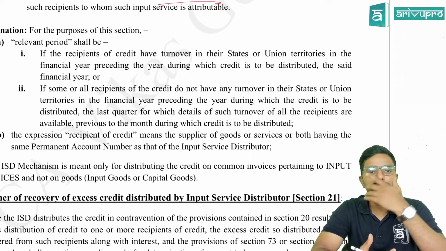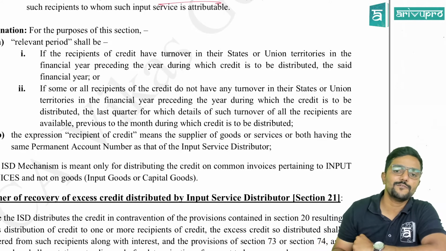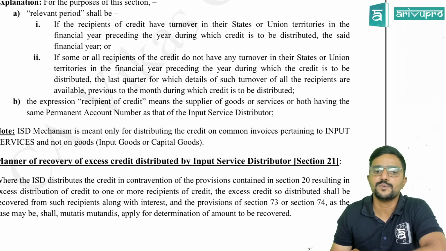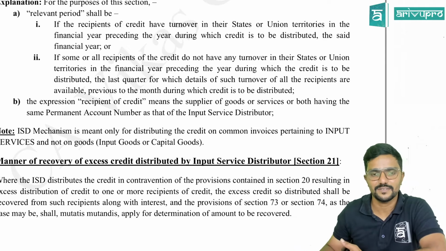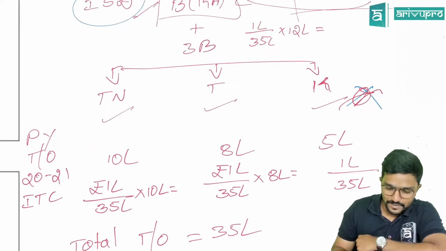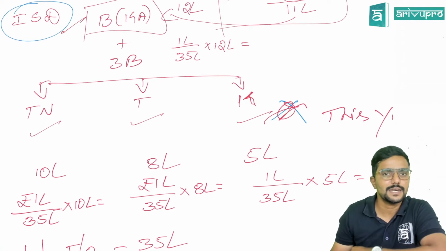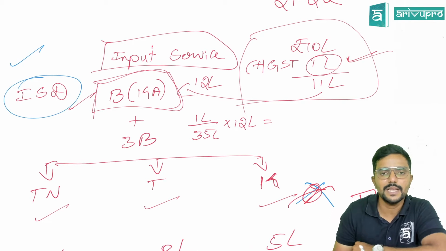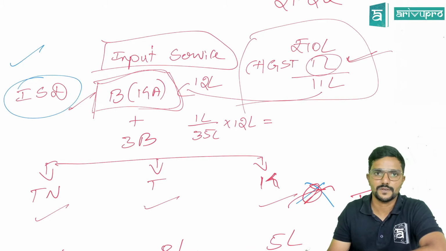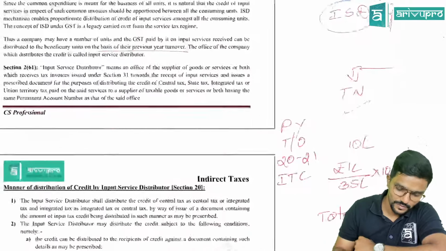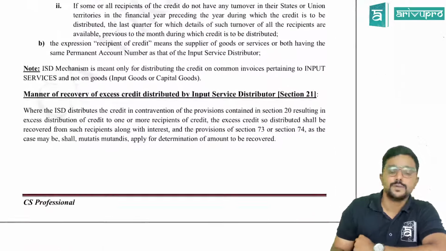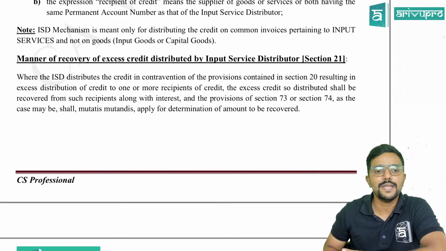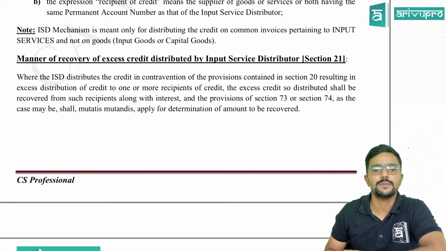Next, the expression recipient of credit means the supplier of goods or services or both having the same permanent account number as that of input service distributor. Means who is the recipient of credit? That is in my example, Karnataka, Tamil Nadu, Telangana and Kerala branch. All these people are registered under the same PAN. Only then they are called the recipient of services or credits. Okay, sir. Now, so all this is the responsibility of whom? Input service distributor.